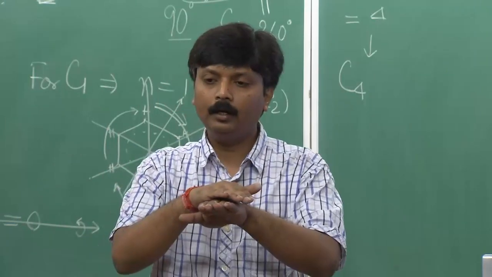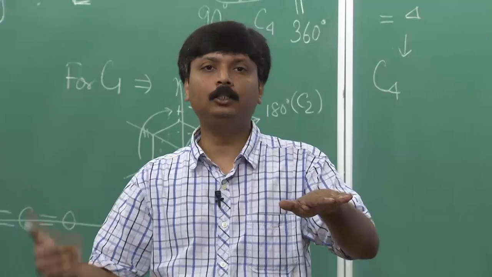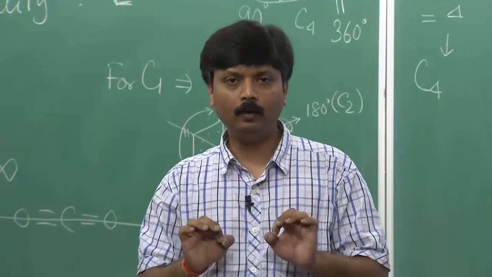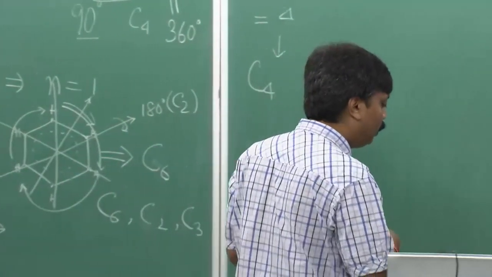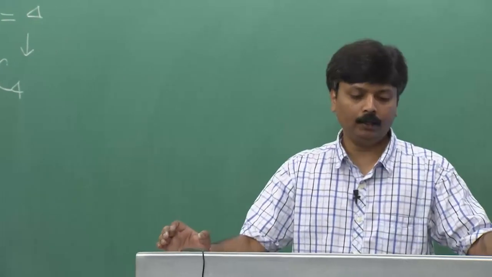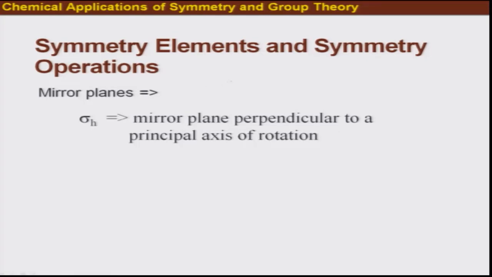So, you are doing a reflection about a plane and you are getting an indistinguishable structure, and this plane is a symmetry plane. Okay. And this symmetry operation is called plane of symmetry, okay. Or also sometimes called reflection operation. Okay. Now, this reflection operation, or the mirror planes, are denoted by the symbol sigma. Okay. So, all the planes of symmetry are denoted by the symbol sigma.